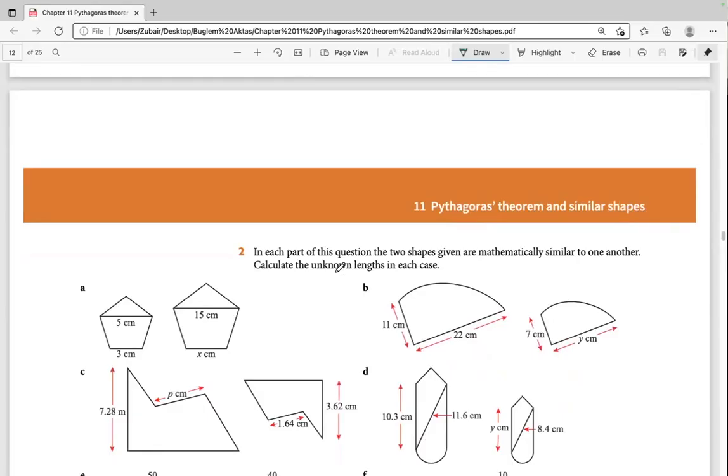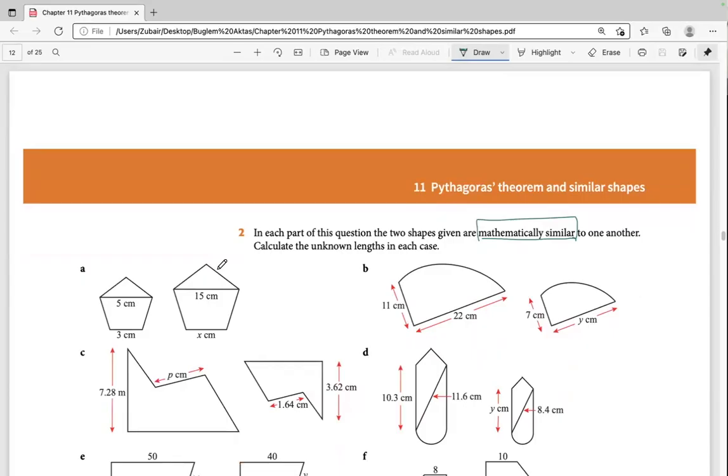Question number 2. In each part of this question, the two shapes are mathematically similar. So it's already given that they are similar and we'll be solving for the missing sides. Calculate the unknown length in each side. First one, can you dictate me?